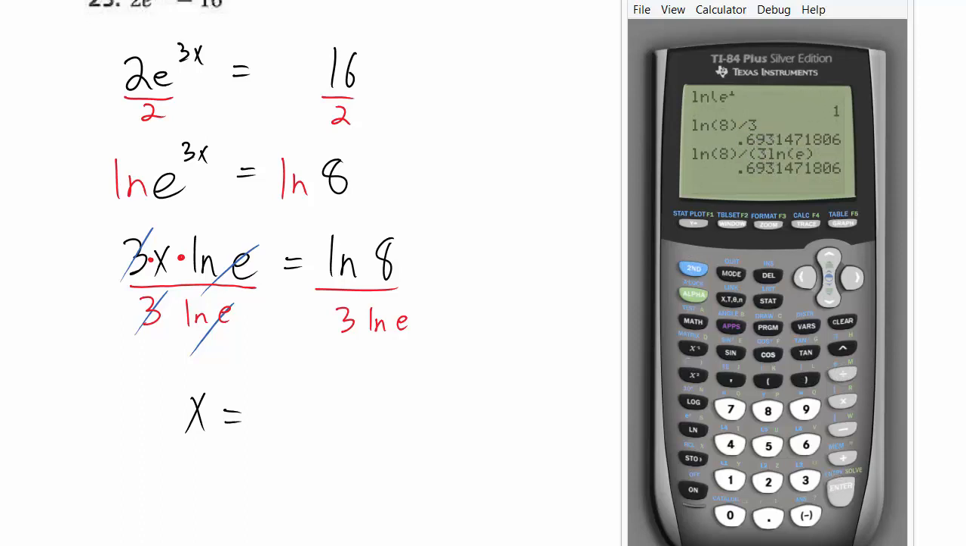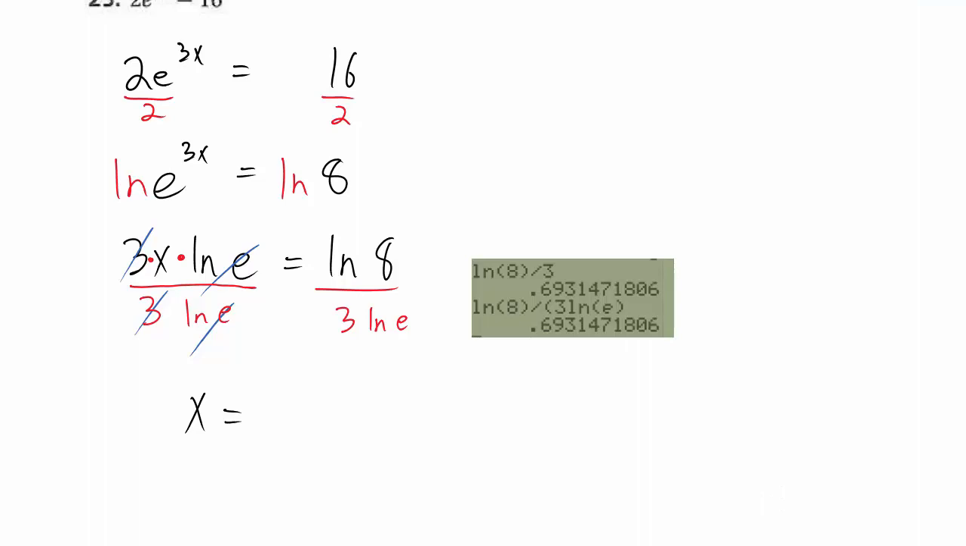So if I round to 3 decimal places, I get 0.693 as the value of x. For number 26, it's a little different from the previous three because instead of solving an exponential equation, I'm solving a logarithmic equation. There's many ways to look at this. I'm going to solve it three ways really fast.